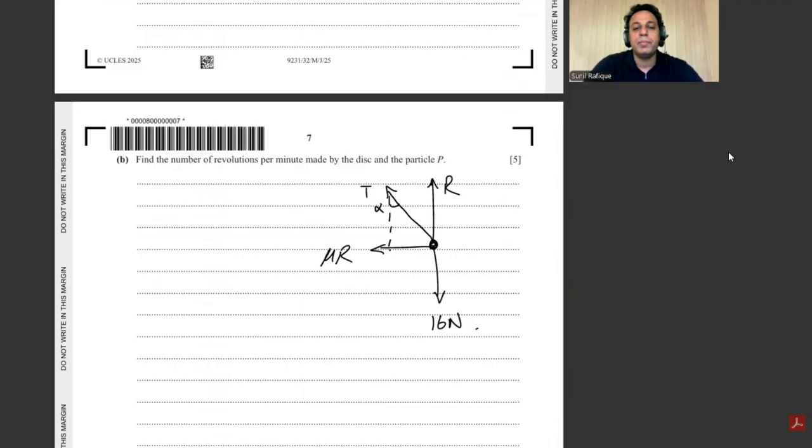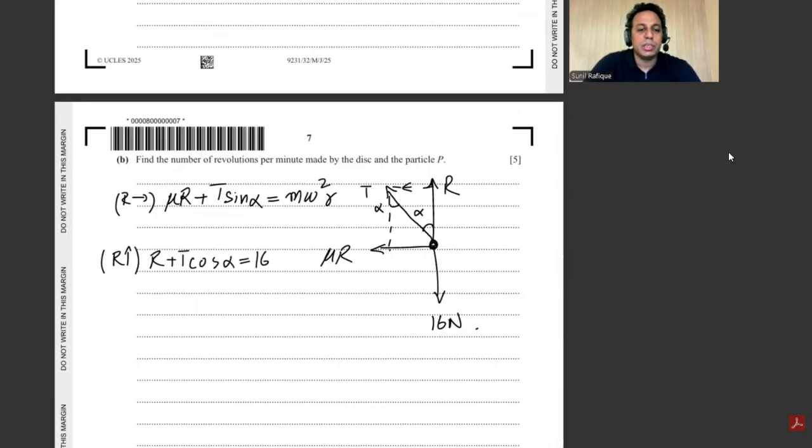So this angle is alpha, so I can make this one alpha as well. All right, that's it. So let's go. If I resolve horizontally first, the total inward force is going to be mu R plus T sine alpha, and that will be equal to m omega squared r, right? That's the formula. And I've got plenty of information, but let me just resolve it vertically as well, which is going to look like R plus T cos alpha, and that is going to be 16.